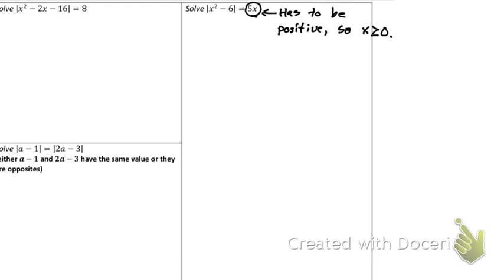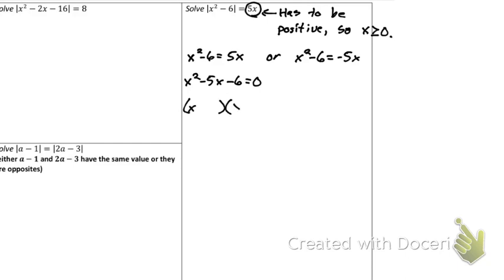So as we're going through this, we have to think about that. If x is ever negative, that's a problem. That's not a real solution. And it's going to happen. All right, other than that, we're going to solve it the same way we did the other one. We're going to say either x squared minus 6 equals a positive 5x, or x squared minus 6 equals a negative 5x. And then we're just going to solve both of them. So on this one, we're going to have x squared minus 5x minus 6 equals 0. Can someone factor that for me?